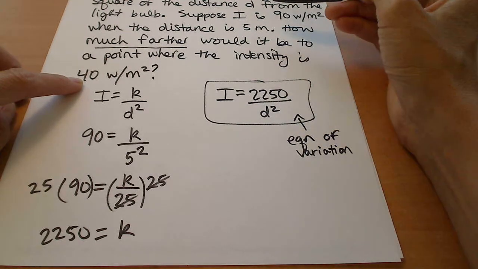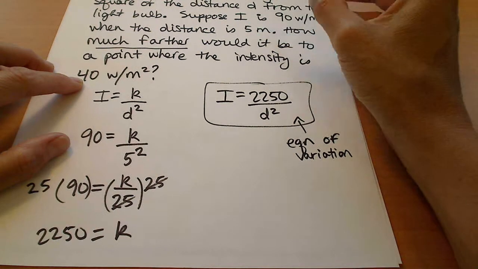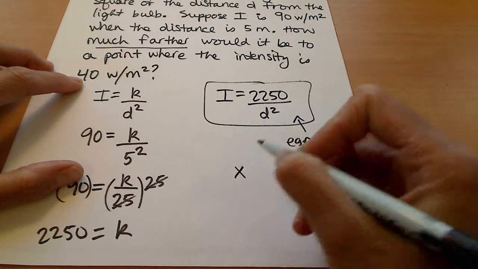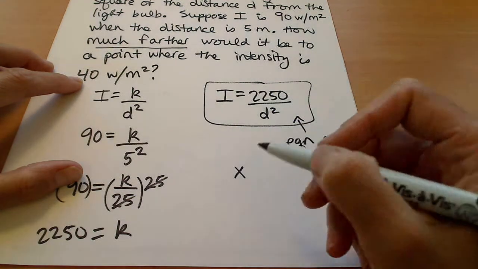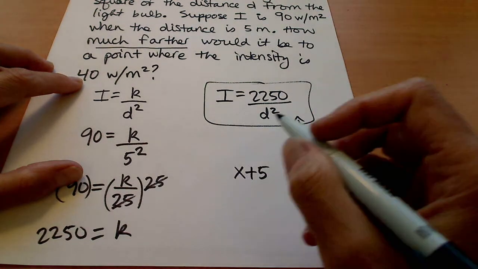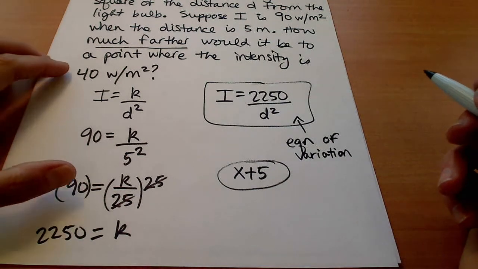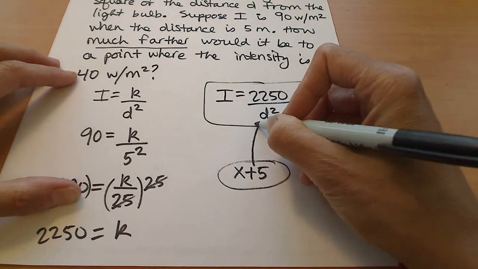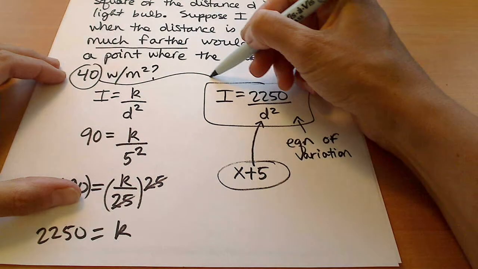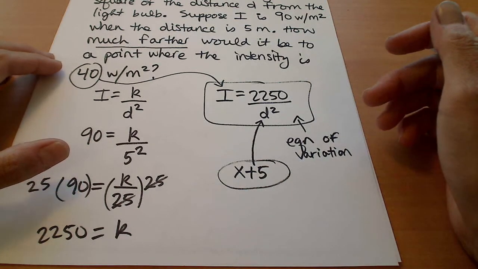But the distance d is going to be farther than 5. So the 5 is involved. So the question is, how much farther? If we let x be the amount that's beyond the 5, then we would actually have to add 5 to it. This right here would represent how much farther. So I'm actually going to plug that x plus 5 in for the d at the same time that I plug 40 in for the I, and then just solve that.